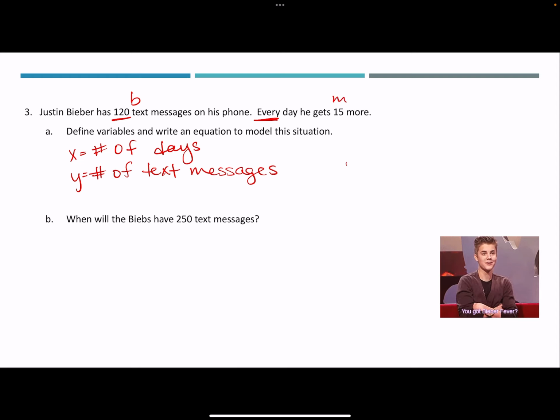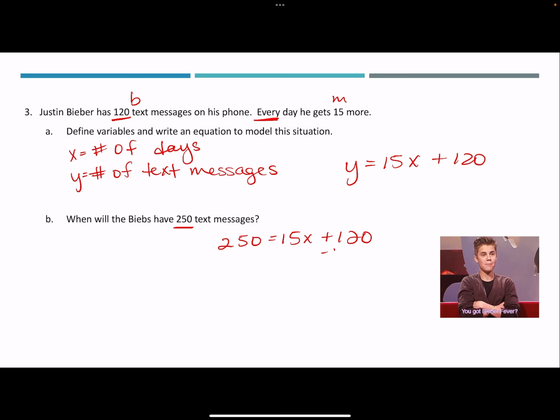And now when will the Beebs have 250 text messages? So think about, is that going in for X or is it going in for Y? X was number of days, but this is 250 text messages. So Y is text messages, so it's going in for Y. So it'll be 250 equals 15x plus 120. So that's my equation. Now you have to solve for X, right?